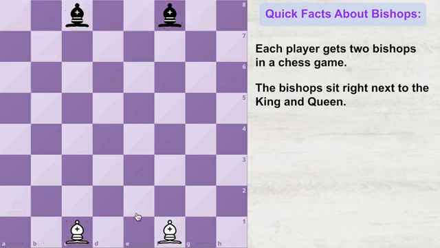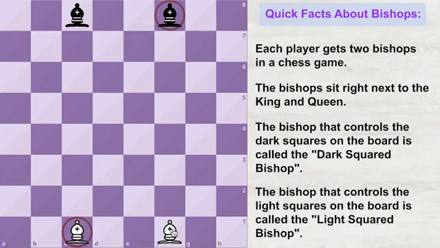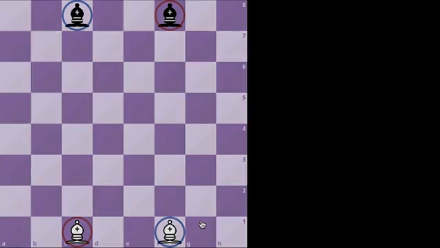While both these bishops are the same in the way they move and capture, the only difference is that one bishop is always sitting on the dark squares and the other one is always sitting on the light squares. And that is why both these bishops have got different names. So the one that sits on the dark squares is called the dark squared bishop, and the one that sits on the light squares is called the light squared bishop. So we have a dark squared bishop and a light squared bishop.